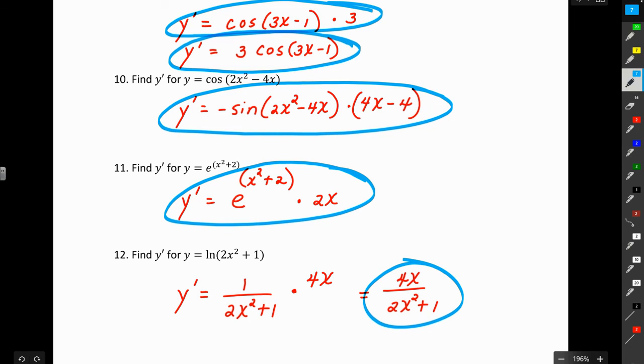And that's it. Now these chain rule type questions for sine, cosine, e, and ln, they take a lot of practice. So make sure when it comes time to sit down and do the practice, you really go through these and get used to remembering that these all involve the chain rule.